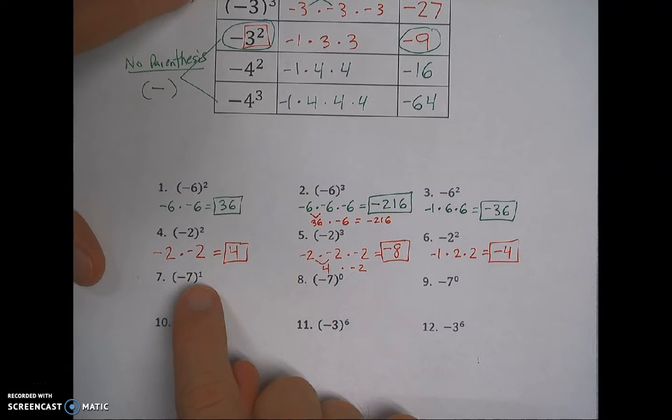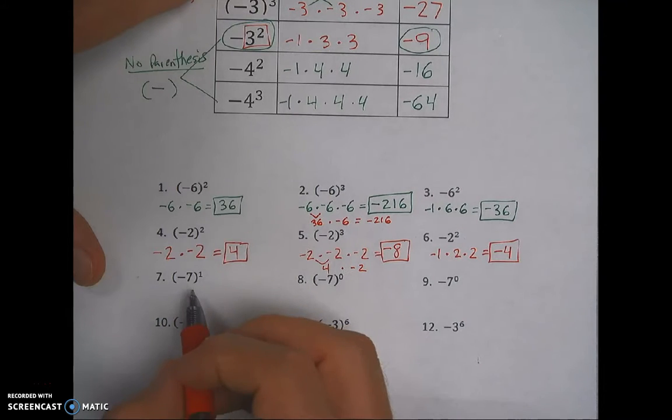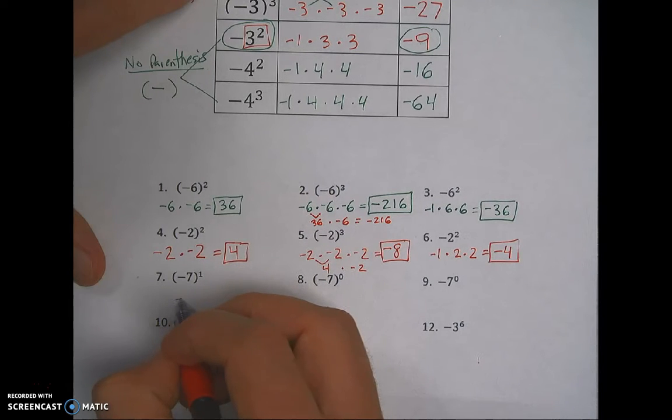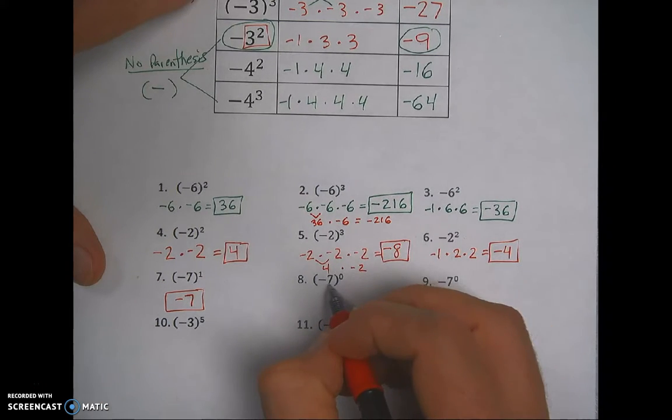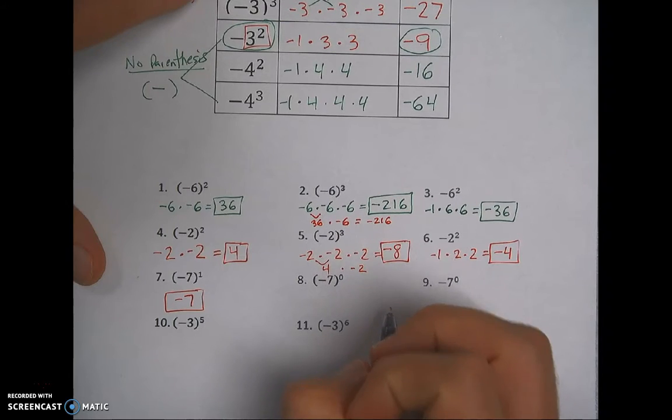All right, let's look at these now with zeros and ones. This gets a little interesting. So anything raised to the first is just itself. So -7 raised to the first is -7. And there's no work to show on that one. It is done. On number 8, we talked about anything raised to the 0 power is just 1.